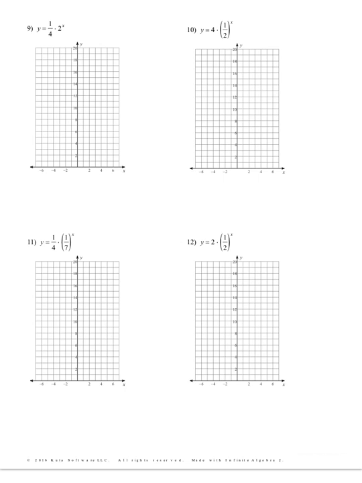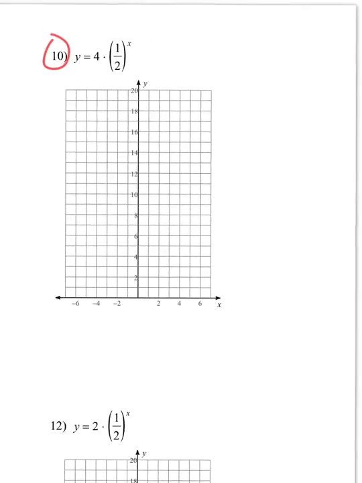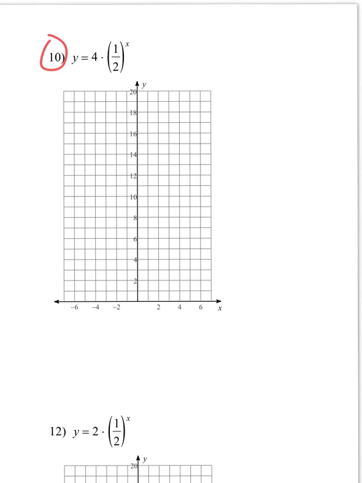Okay, we just looked at one that was exponential growth. Now we'll look at number 10 here, which is actually going to be decay. So if we look at number 10, and let's zoom it in. Remember, the general form is y equals a times b to the power of x. Okay, so this is my a, this is my b.